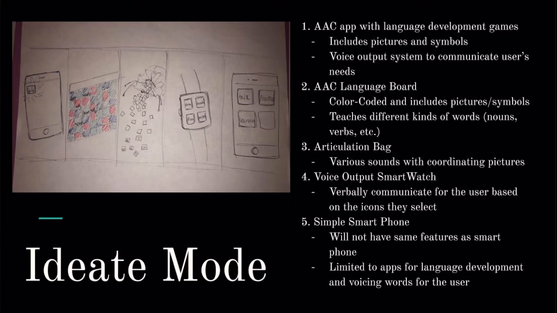The second solution I came up with was an augmentative and alternative communication language board. This would help develop different words for the user and would be color-coded and include pictures and symbols. The third solution I came up with was an articulation bag. It would include various sounds, words, with coordinating pictures for my user to develop their use of language.